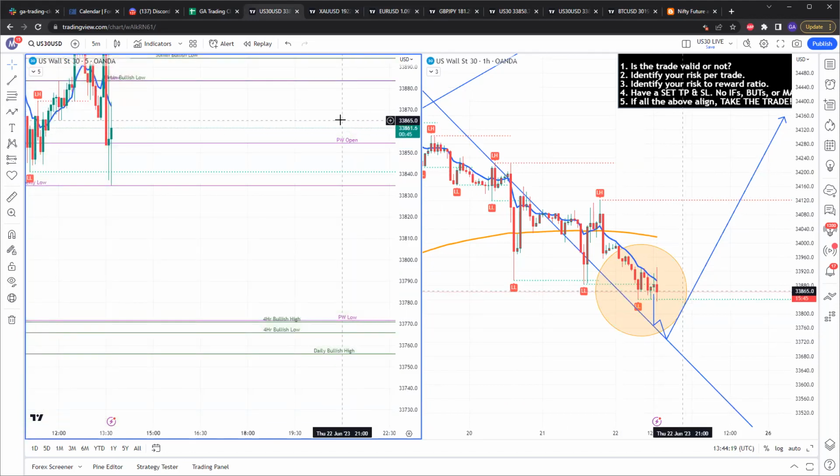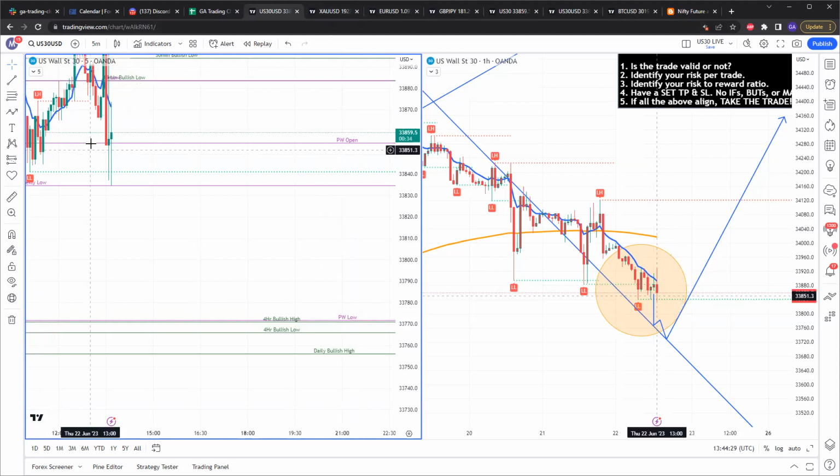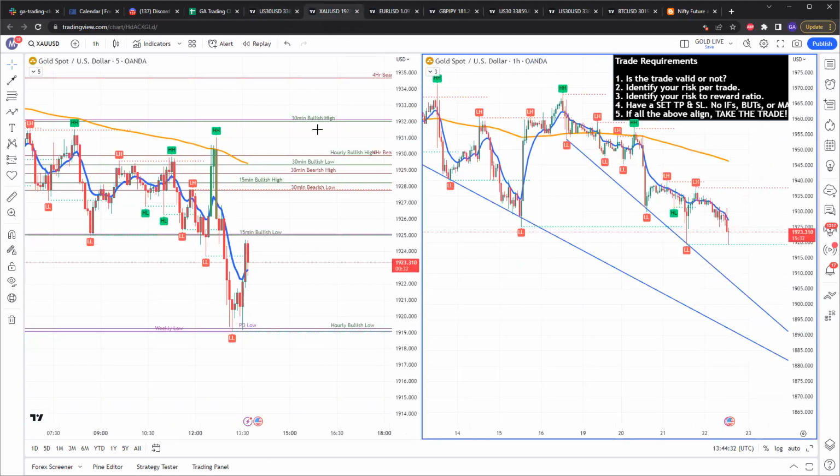I never use the zones indicator just to blindly buy or sell. In any case, the zones indicator is the very last indicator that I will turn on before taking a trade, if that makes sense. So for US 30s, looking for that buy right here. Gold, I'm looking to buy again at 1905. No sooner than that.